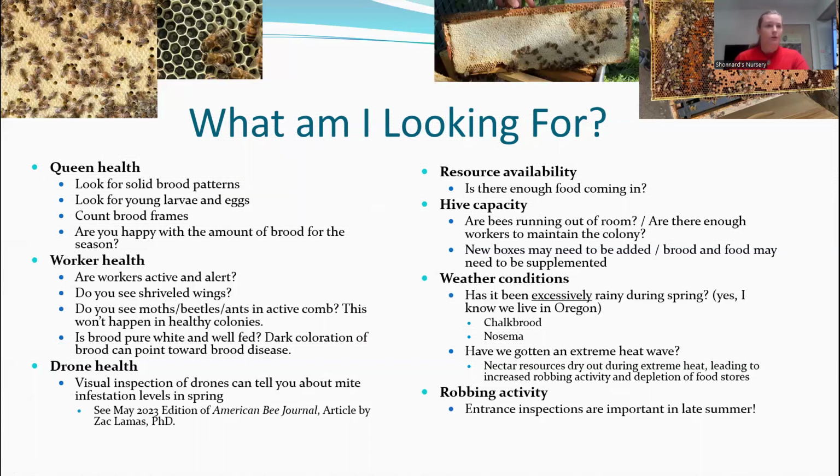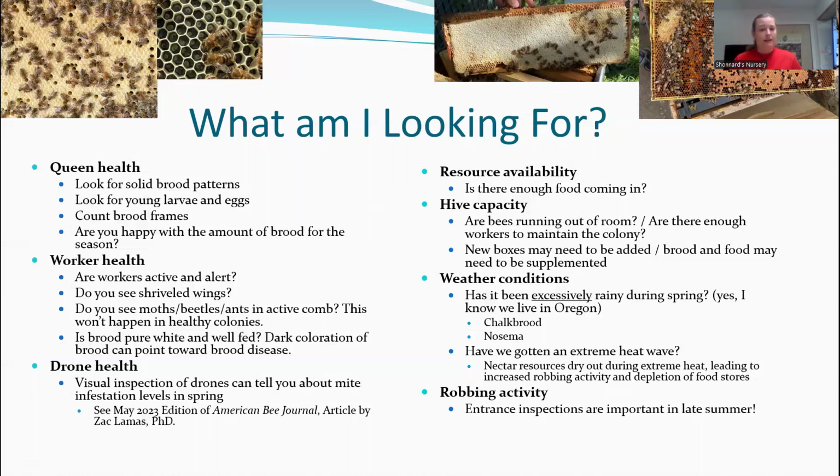Worker health. Are your workers active and alert? Do they all look healthy? You have no deformed wing virus or things that we call K-wing. If you see honeybees have 2 sets of wings, K-wing is when the back wings are forked up, and it kind of looks like a funky looking dragonfly. You see that, you know that there's a problem going on as well.